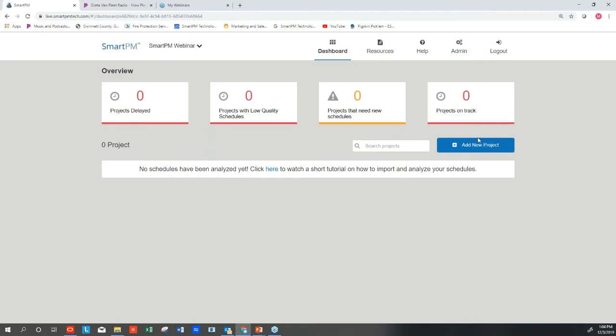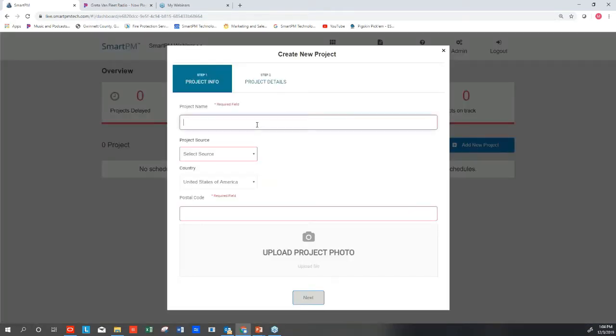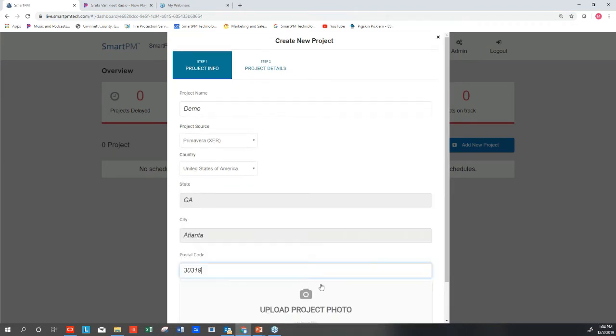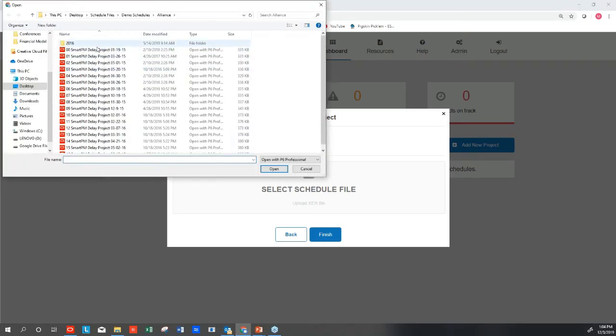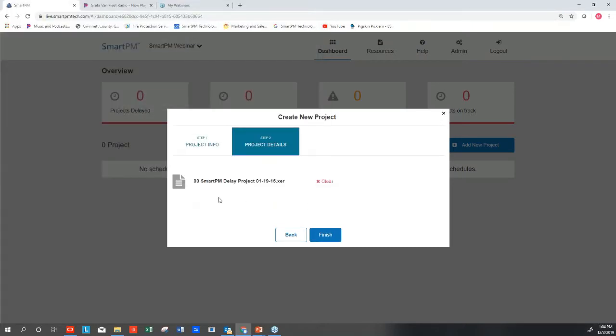The first thing I'm going to do is add the project. I've got to go find the native schedules. We're just going to call this the demonstration project. Go find the XERs. I've got to punch in my location because in this particular program we do track weather. But the first thing I'm going to do is establish the baseline for the program. So I've found the baseline.